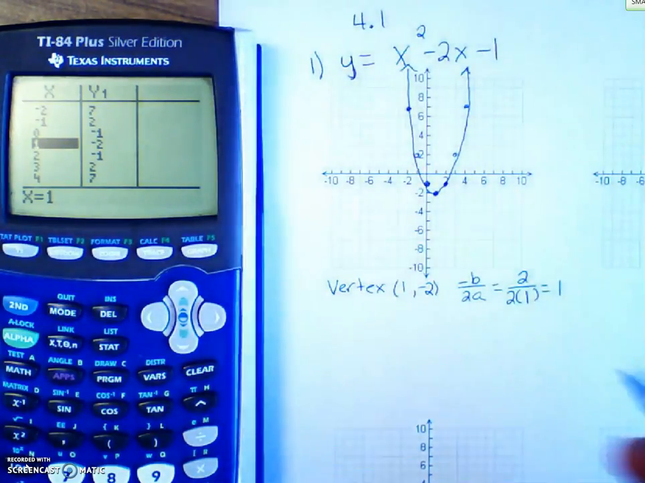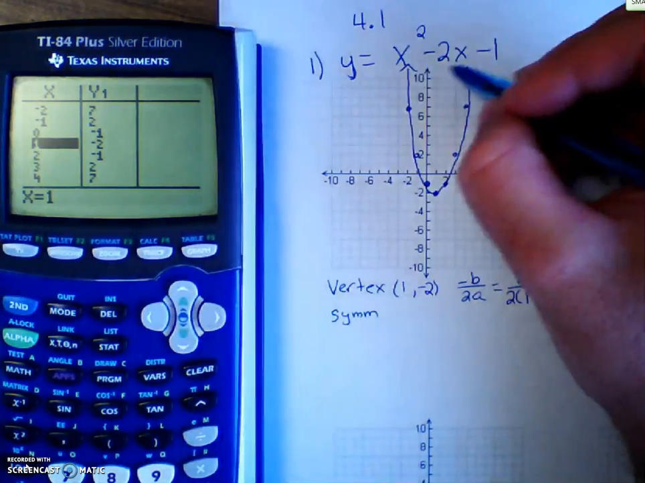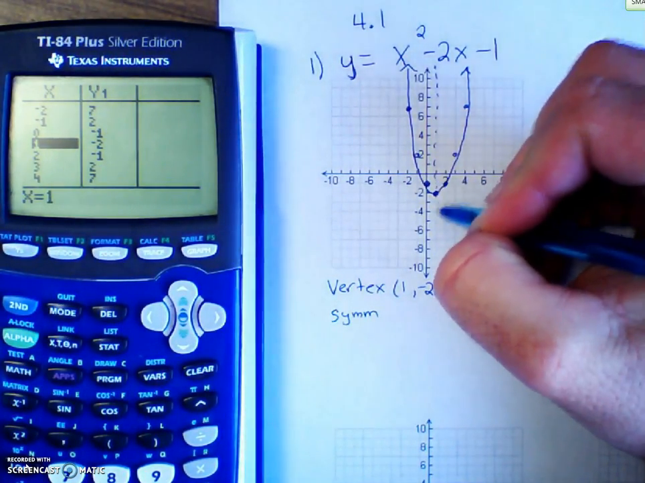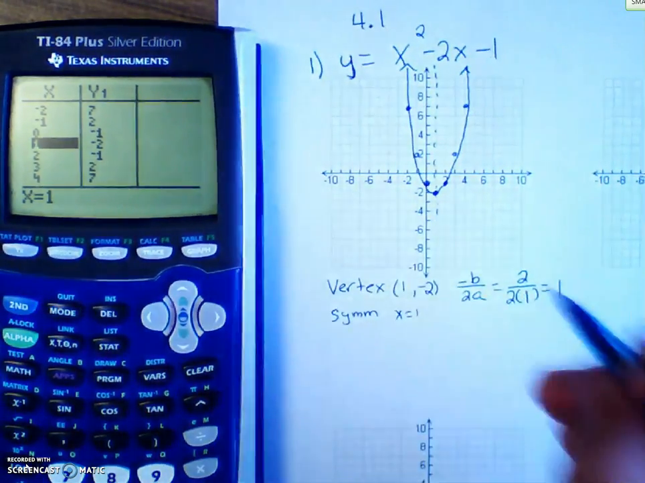Now you also have an axis of symmetry. If it asks for that, you can say it's what splits the graph directly in half, which is at x equals 1, which is the same number as the x value of your vertex.